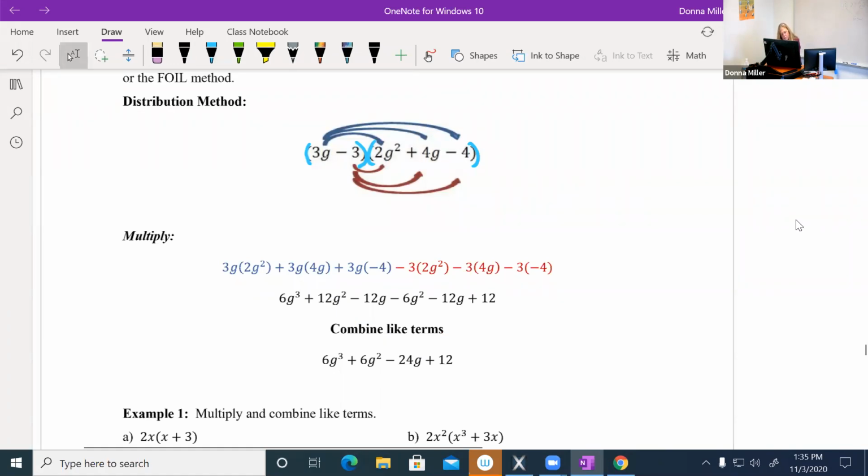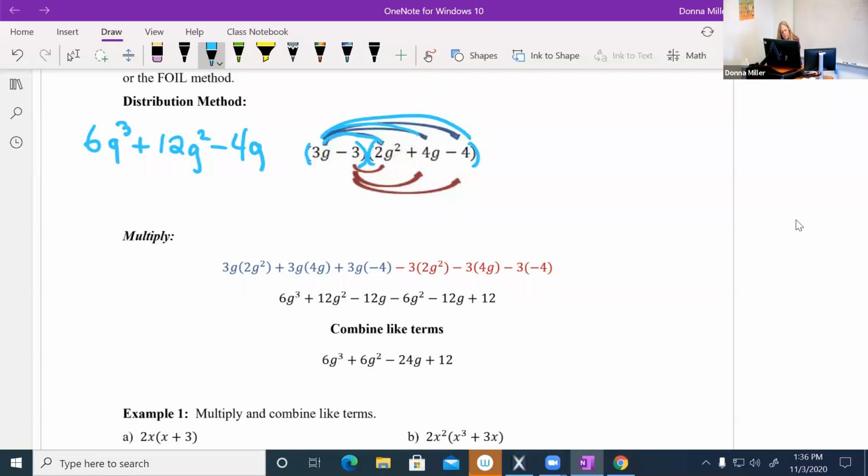So what she did was the first term times the first, the second, the third. So she does 3g times 2g squared. If I multiply those, I just do that in my head. I get 6g cubed. See that? I add the exponents, right? And multiply 3 times 2. Then I do 3g times 4g, so that would be 12, g times g is g squared. And then 3g times -4, so it'd be -12g. Okay, so I've multiplied the first term by every term in the second expression.